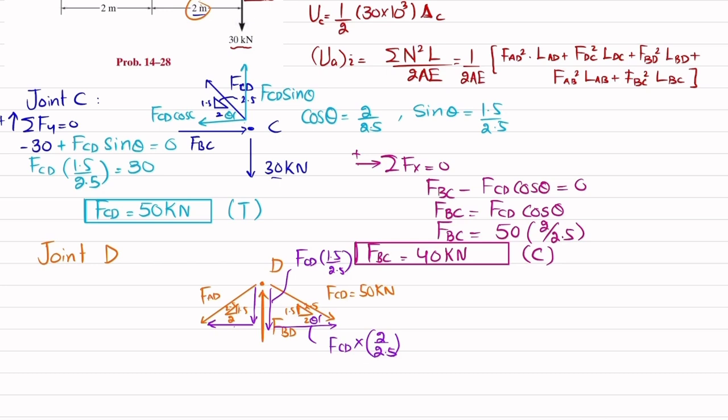And same is the case here. This will be FAD cos theta, which is 2 divided by 2.5, and the vertical component is FAD sine theta, which will be 1.5 divided by 2.5. Okay, now you can apply the equation of equilibrium.